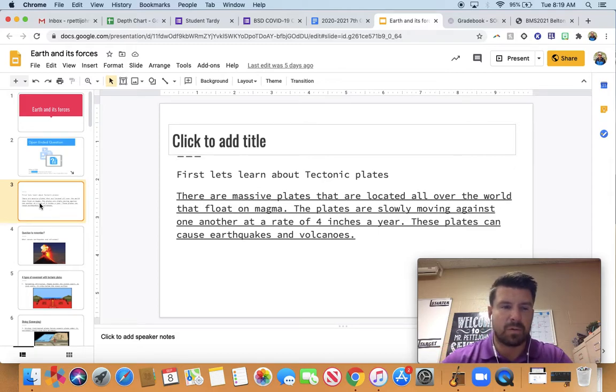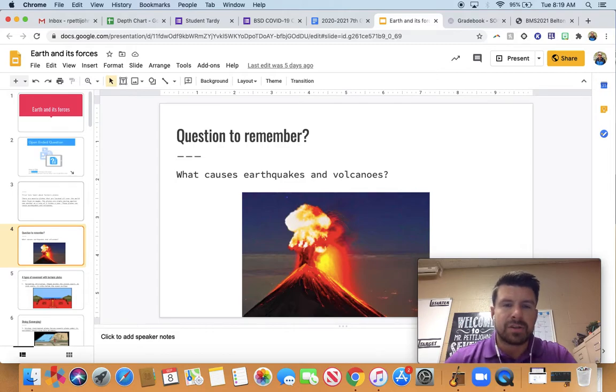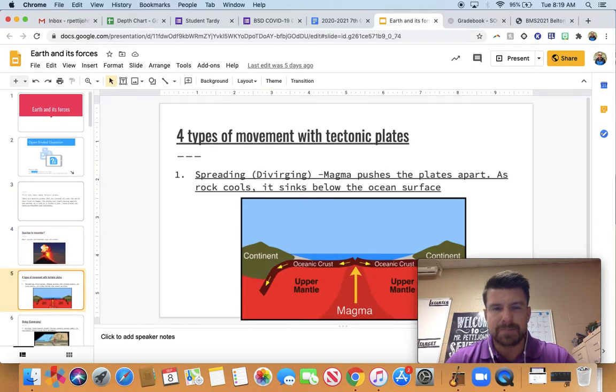It affects our world. All right, so a question to remember as we go through this: what causes earthquakes and volcanoes? Remember what causes it: tectonic plates. There are 4 types of movement with tectonic plates.